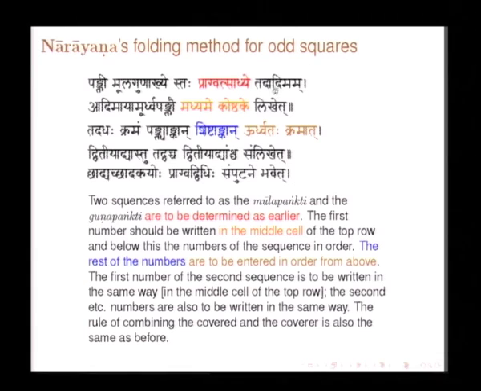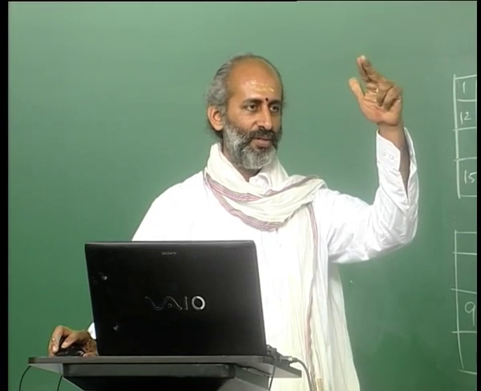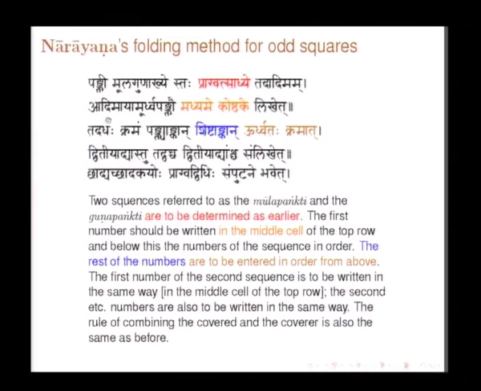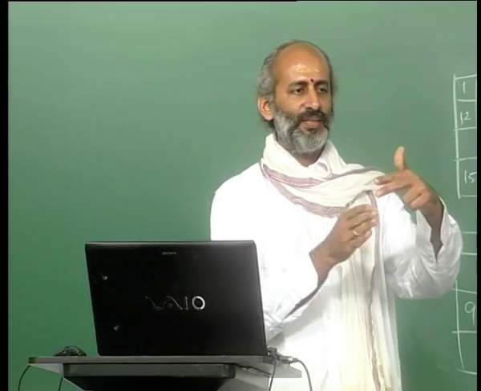Nārāyana's folding method for odd squares. In the morning we had discussed the traditional method, moving along the diagonal, and these verses were also discussed, Asha, Pratyasha. Now here he says Pankti Moola Gunakhyeshtaha Pragvat Sadhye. The prescription is almost identical. You have to derive 2 Panktis like before. Adimayam Urdhva Panktau Madhyame Kosthake Likhet. It is only a question of arranging in a slightly different way.